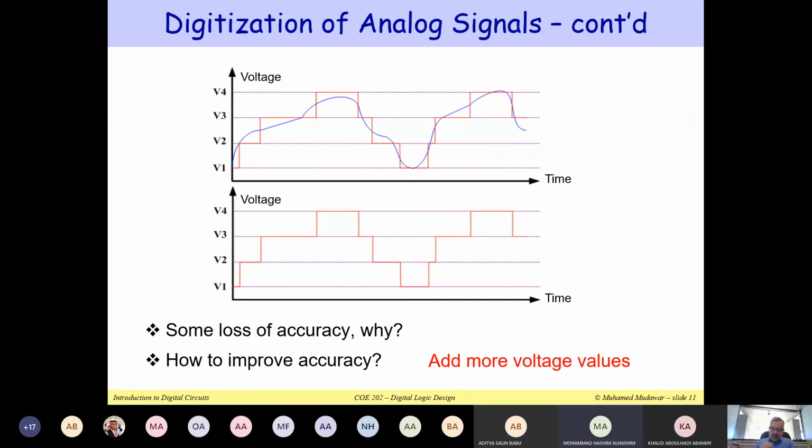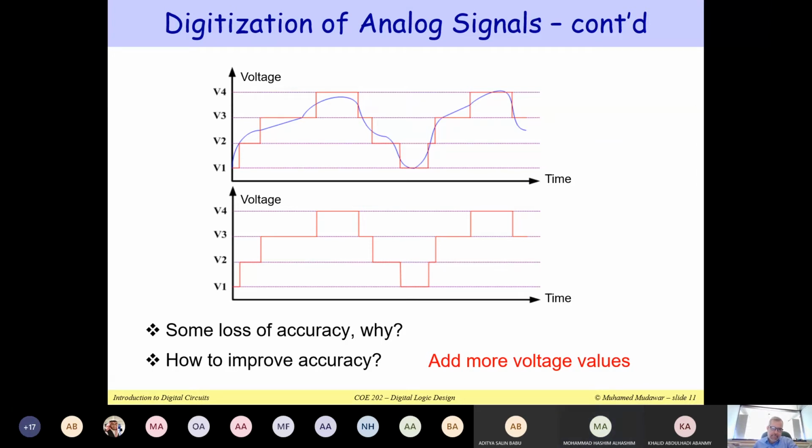Doctor, when you say add more values, do you mean add more values between the already existing 4 values? So right now we only have V1, V2, V3, V4, right? Now between V1 and V2, I can actually add another voltage level, another voltage value. Let us say a voltage value in between, and this will make it more accurate if you have the voltage around this value. The same thing between V2 and V3, and between V3 and V4.